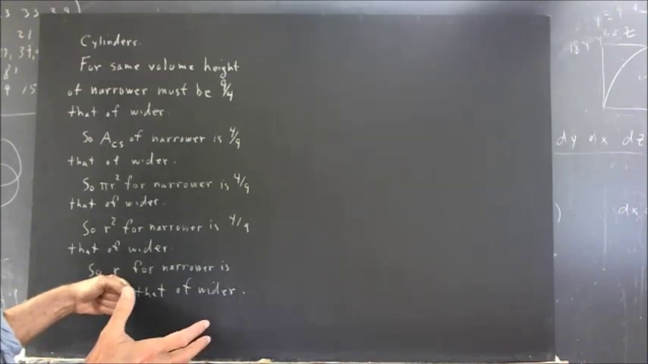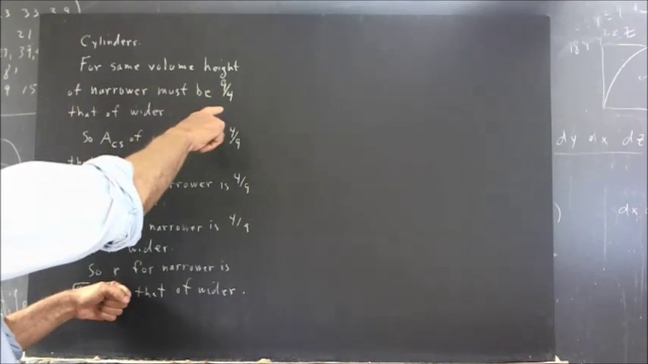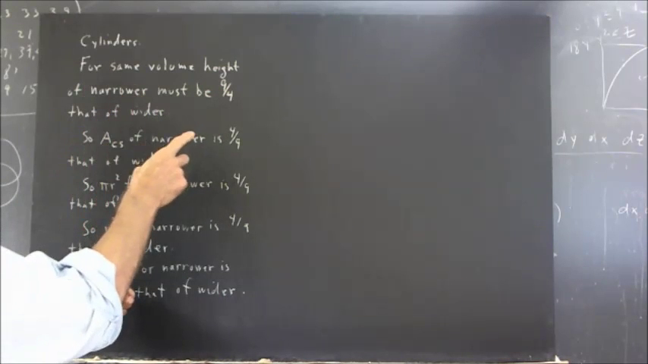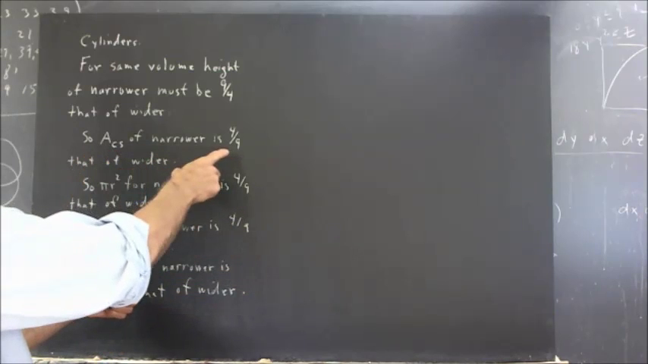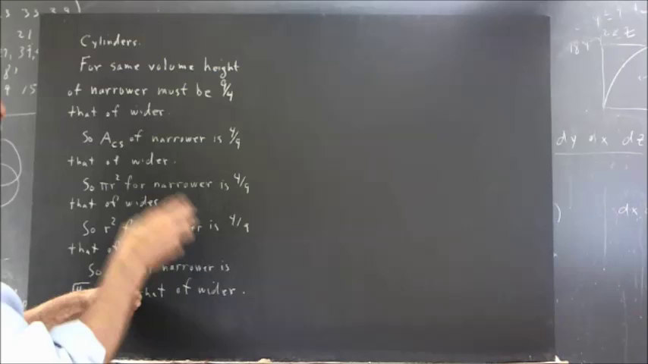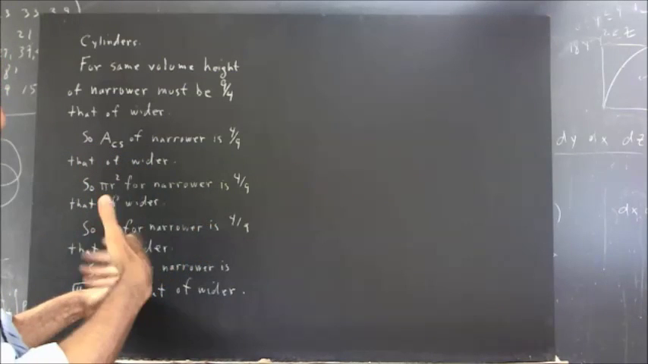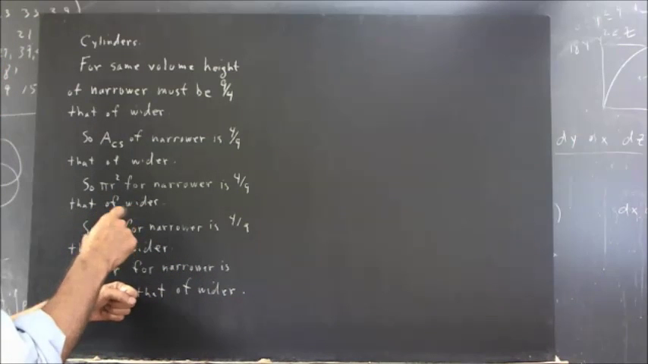Okay, here's our situation then. For these cylinders, same volume, the height of the narrow has to be 9/4 greater than that of the wider. So the cross-sectional area of the narrow has to be 4/9 that of the wider, since the volume is the product of cross-sectional area and height. I'm using height for altitude. Altitude's the better word, but we understand what I mean, I think.